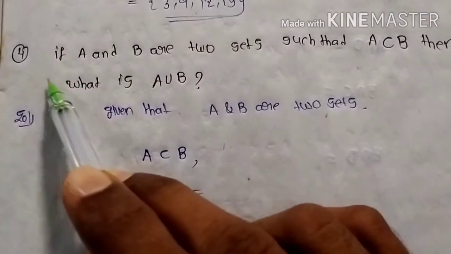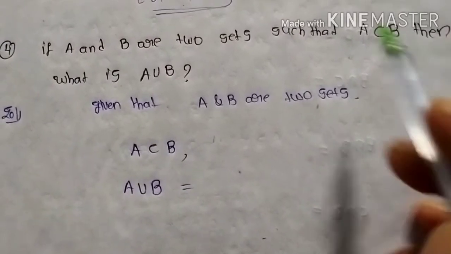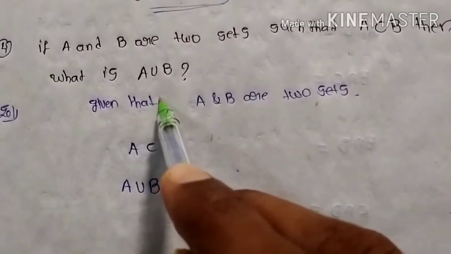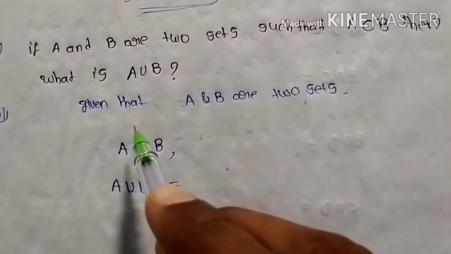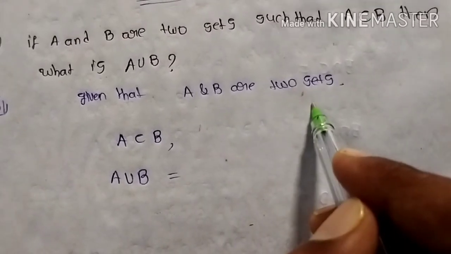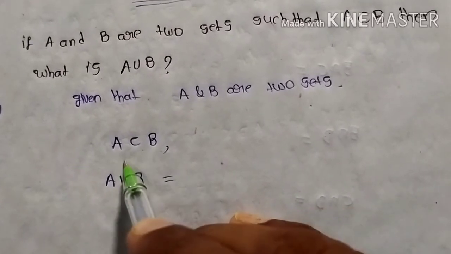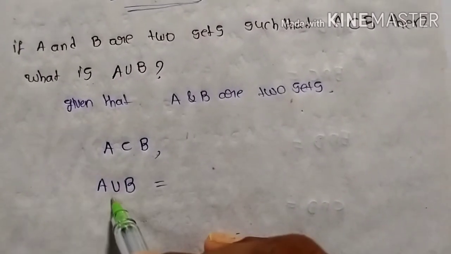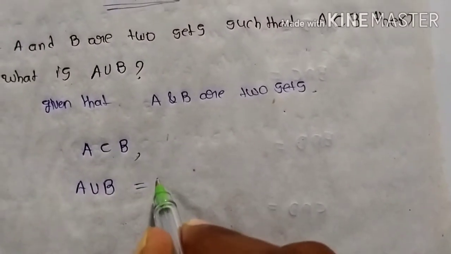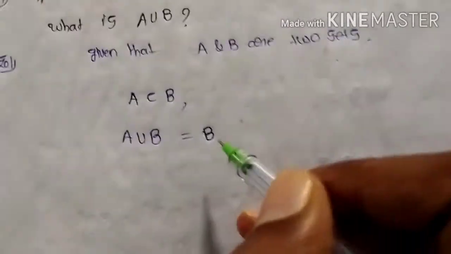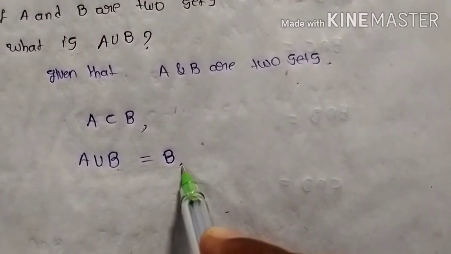Now you can see the fourth question. If A and B are two sets such that A is a subset of B, then what is A union B? Here they have given that A and B are two sets, yes or no? Yes. And also they have given that A is a subset of B. So A union B is always B only. Why? Because A is a subset of B. So A union B means you will get B only as the answer.